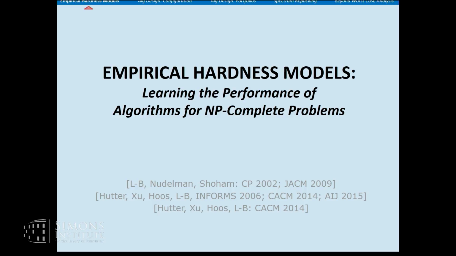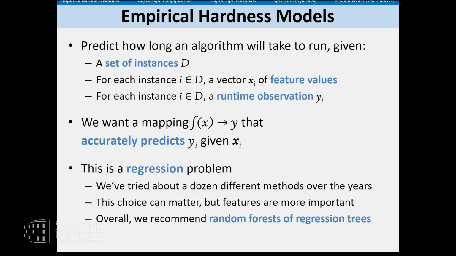The idea of an empirical hardness model is to essentially treat algorithm analysis as a natural science problem. To say, I've got this black box algorithm. I don't really know what it does inside, but I can run it on problems that I care about and measure its runtime and observe what happened. And let me then think about the problem of analysis as being able to predict what it's going to do on inputs that I haven't yet given it.